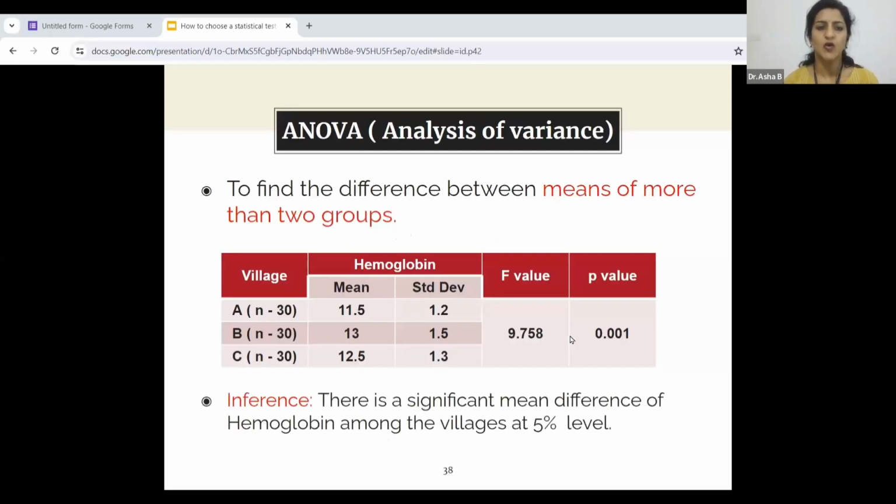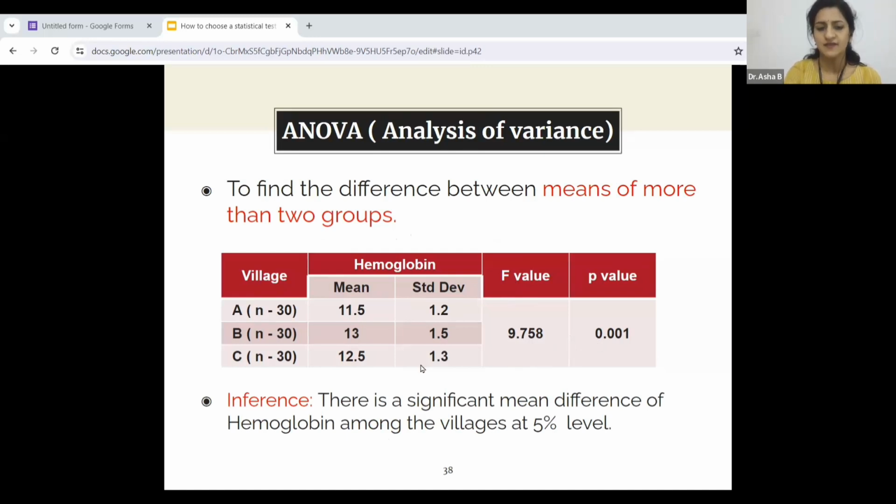When we have three or more groups, we apply the ANOVA test. The example I've quoted is to find the mean difference of hemoglobin of pregnant women in three villages: village A, village B, and village C. So we have three villages, which means three groups. From this table, we can tell the overall mean difference between the groups. Again, the F value directly tells us about the homogeneity of variance here.